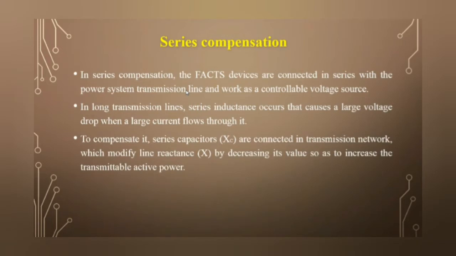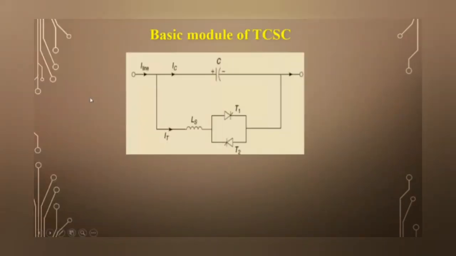It is connected in the transmission line, which modifies the line reactance by decreasing its value. So your line reactance is decreasing, and therefore your power transmission capacity is increased, because as we know, P is equal to V1 V2 by X sine delta. So if your X is decreased, then your active power transmission is increased. However, more reactive power must be provided during the series compensation. So this is the basic module of TCSC.